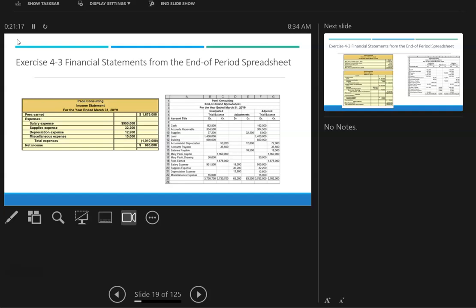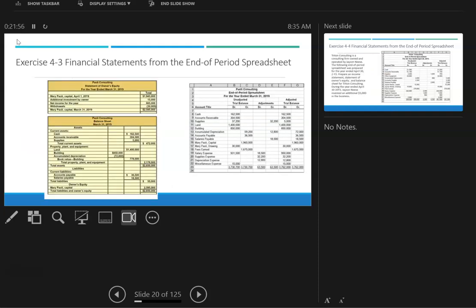It's that easy. One thing important is on an income statement, we show the name of the firm. We say it's an income statement for the year ending March 31st, 2029. Or if it's for the month ending, we'll say for the month ending March 31st, 2029. Clearly, this consulting company has a fiscal year of April 1st through March 31st. Does that make sense?